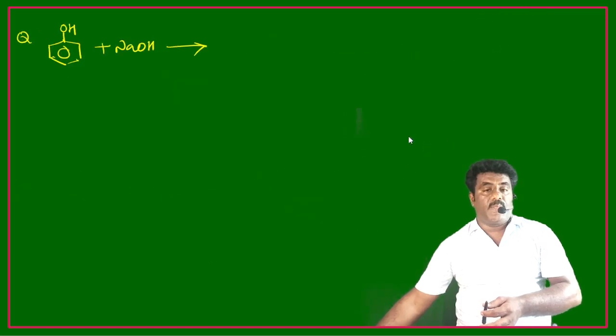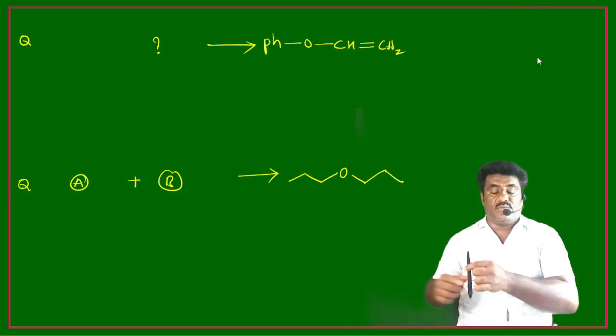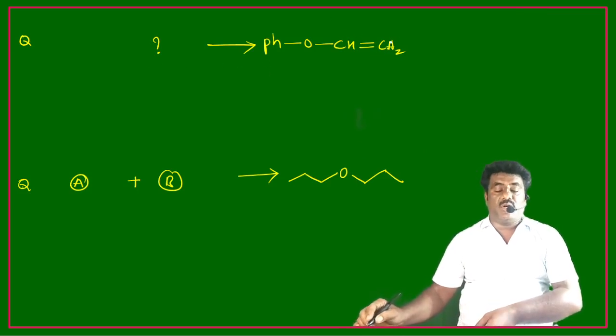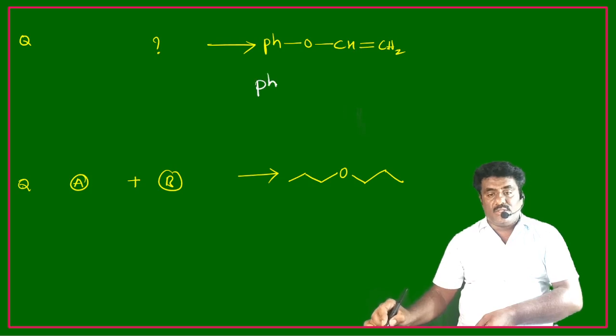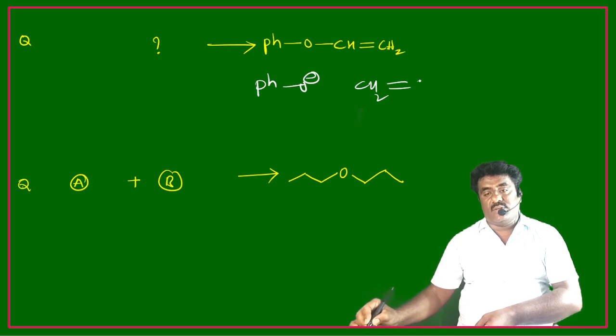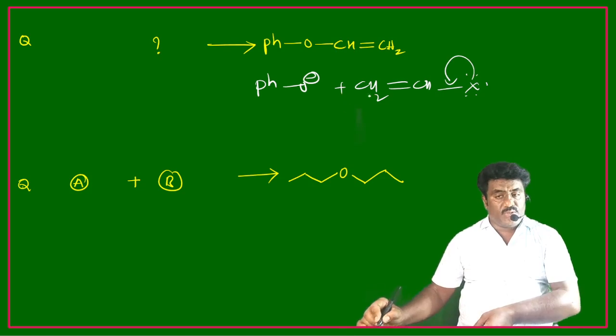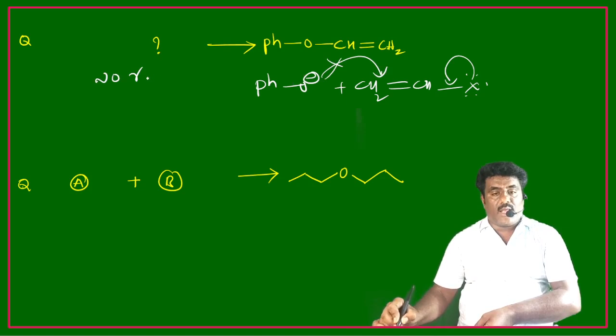Have a look at the next example: PhO minus and CH2 double bond CH2 with a halide. This is a vinyl halide. In the vinyl halide, resonance is involved, so it could not attack the carbon. It is not possible, so there is no reaction.